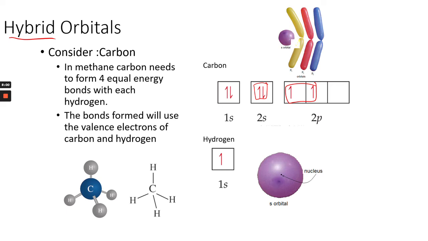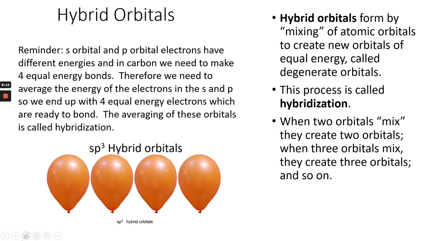Okay, so remember your s looks like a sphere and the p looks like peanuts, so we're going to use these long skinny balloons to represent that. And when you're forming bonds, you are using your valence electrons. So how do we get 4 equal energy electrons from carbon? Just a reminder, the s orbital and the p orbital have different energies. And in carbon, we need to make 4 equal energy bonds. So we need to average the electrons in the s and the p. So we end up with 4 equal energy electrons, which are ready to bond.